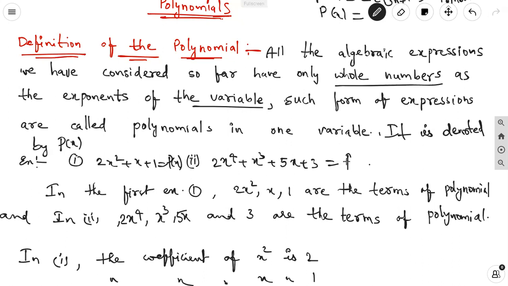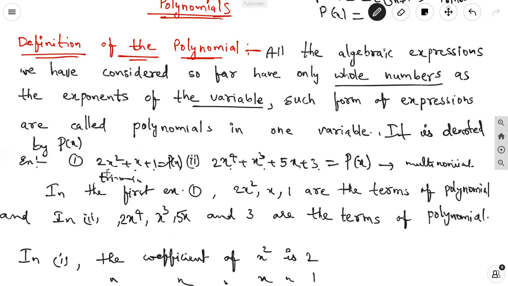The second example is P of x equal to 2x to the power of 4 plus x cube plus 5x plus 3. Here we can clearly discuss the terms: 1, 2, 3. Three terms are there in the first example, so it is called a trinomial. In the second, four terms are there, so it is a multinomial or polynomial.